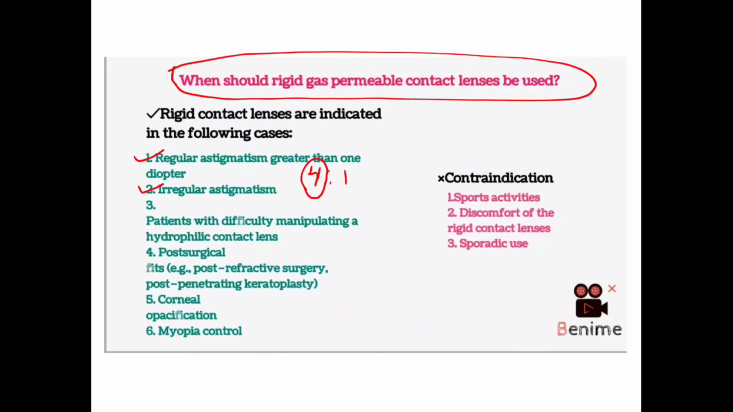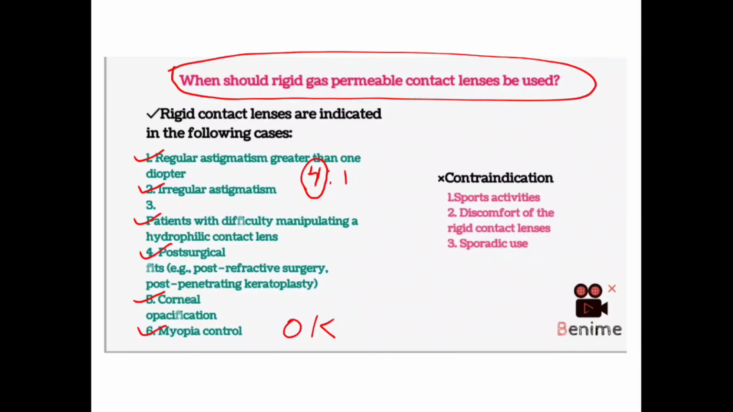Second is irregular astigmatism. Third, a patient with difficulty manipulating a hydrophilic contact lens. If the patient has some difficulty with soft contact lenses, you can go for the RGP. Fourth, you can go for post-surgical fits like post-refractive surgeries and post-penetrating keratoplasty. And the fifth is corneal opacification. If there is any corneal opacification, you can go for contact lenses. Sixth is myopia control, like ortho-K and all.